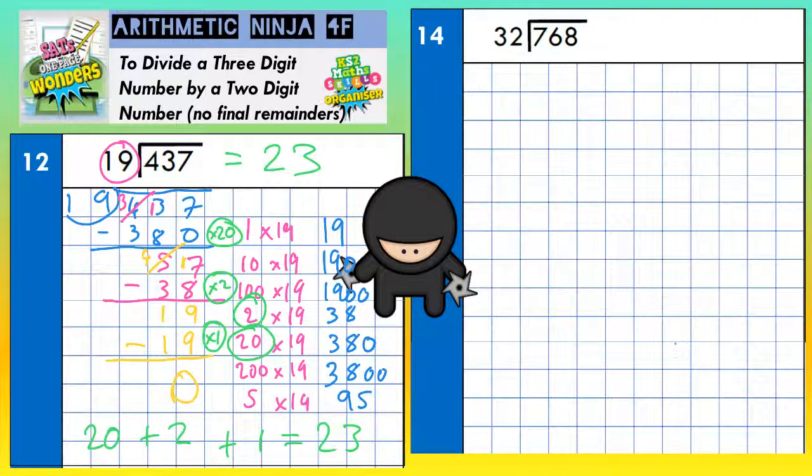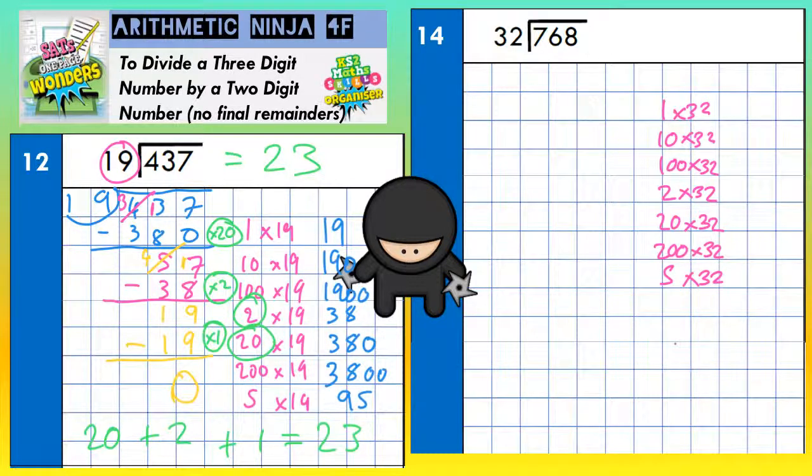Question number 14, we're dealing with chunks of 32. Do exactly the same again. So we want a chunk of 1, a chunk of 10, a chunk of 100, a chunk of 2, a chunk of 20, a chunk of 200, and a chunk of 5. Those same chunks will get you through again and again. So these are obviously chunks of 32. So it's 1 32, 10 32s, 100 32s, 2 32s, 20 32s, 200 32s, and 5 32s.